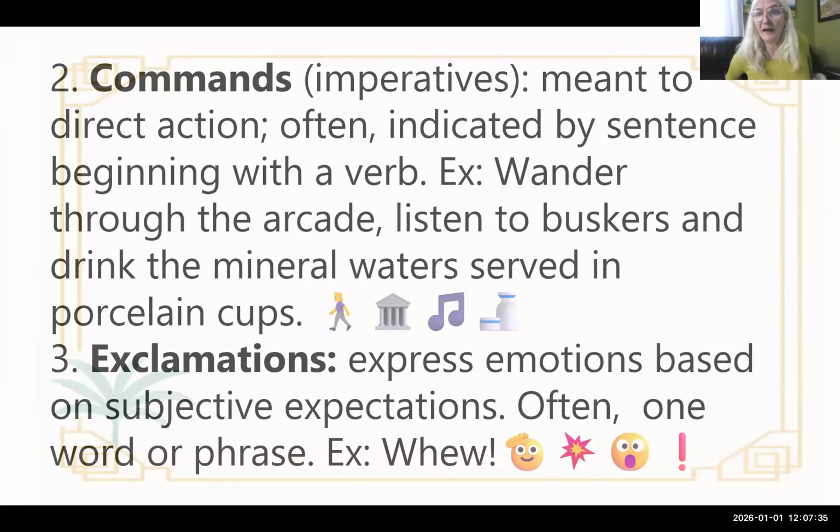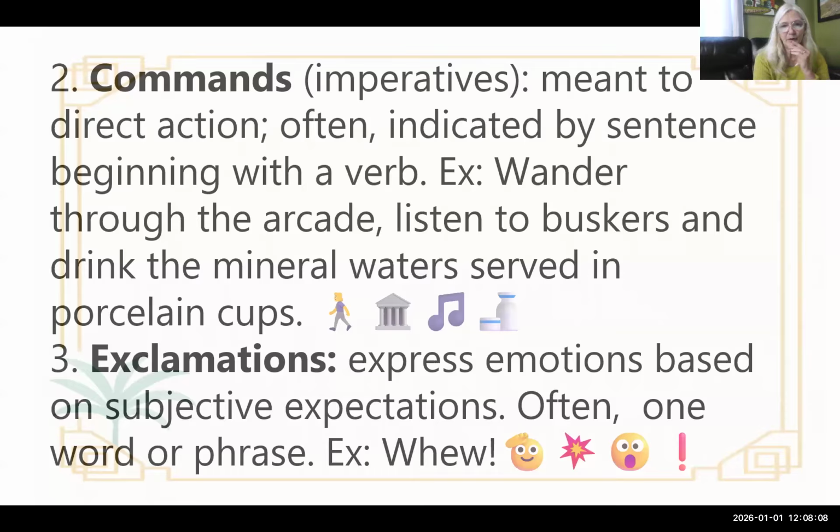Next, there's something we call imperatives in logic, but we'll just call them commands because it's simpler. A command is meant to direct action. It's often indicated by a sentence that begins with a verb and has no subject. So it doesn't make a claim about the subject, just as interrogatives or questions don't make a claim. They are trying to elicit information, elicit claims. Commands aren't trying to elicit claims, they're trying to elicit action.